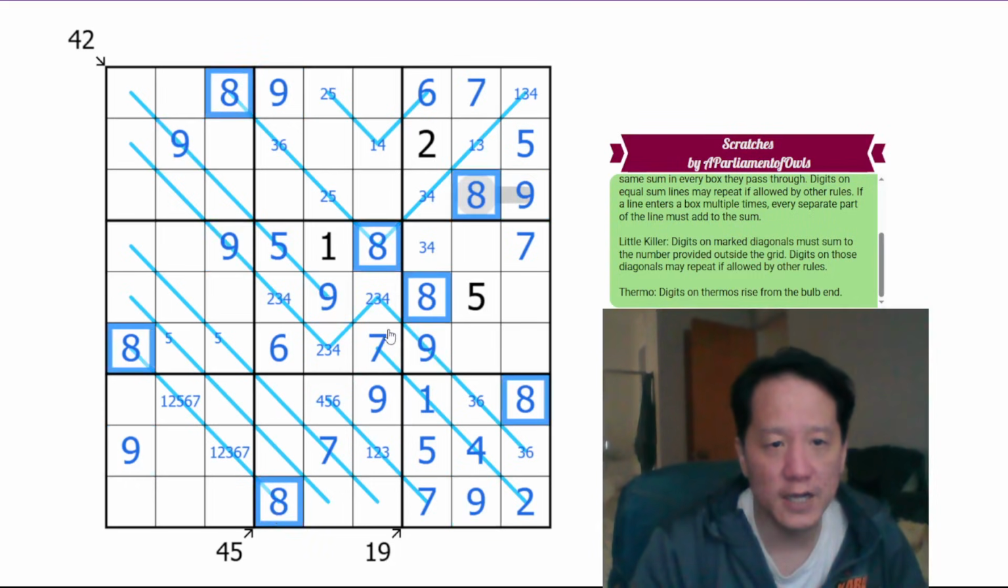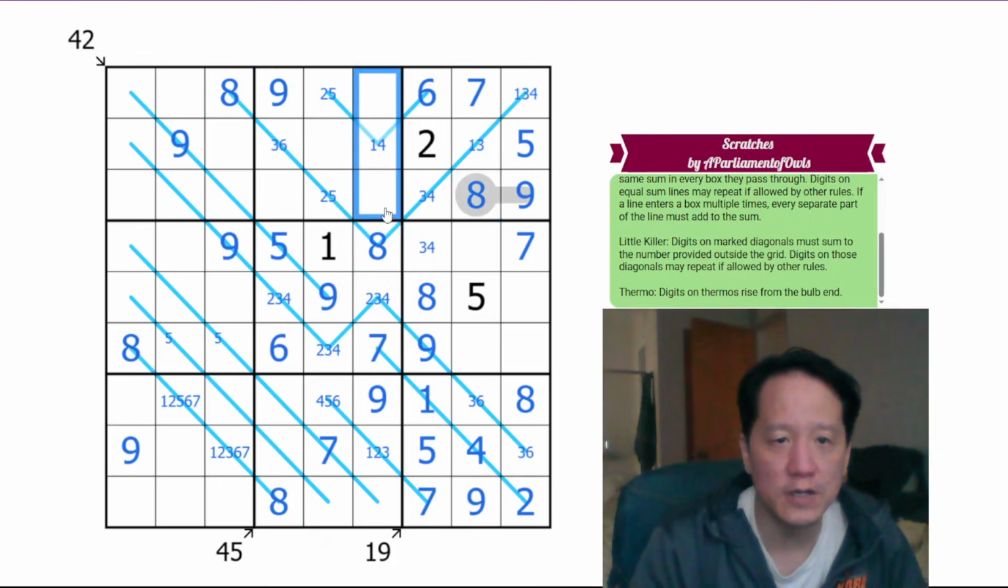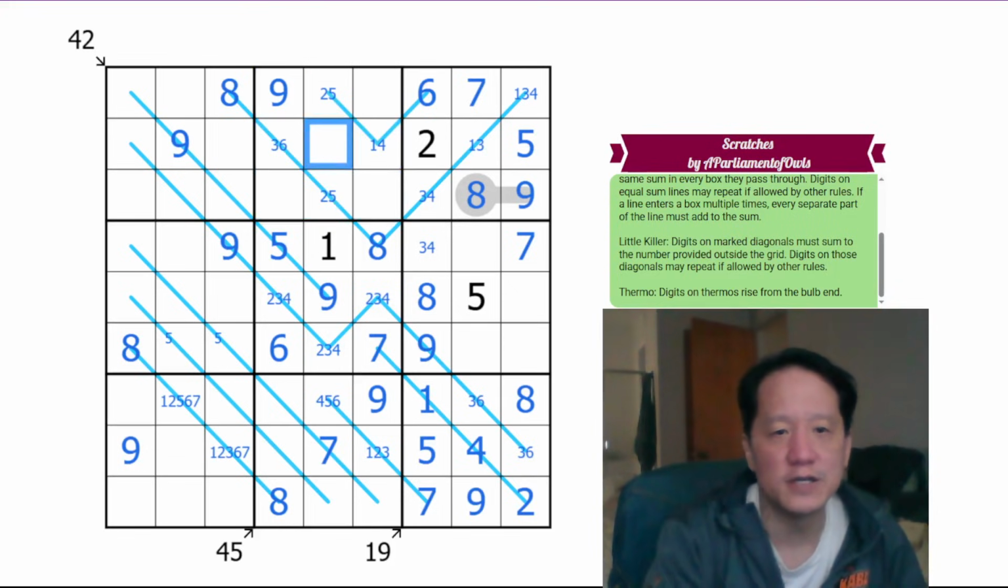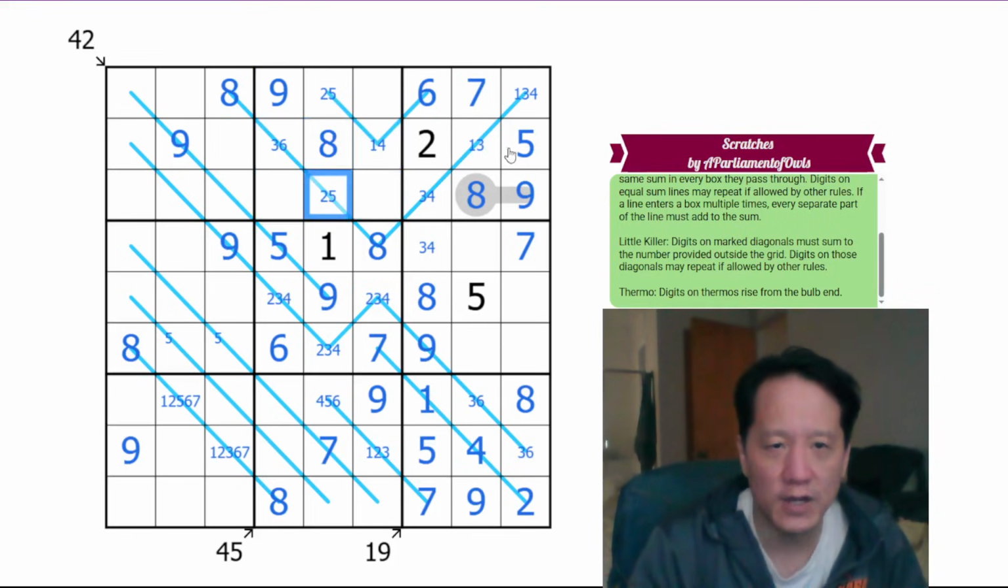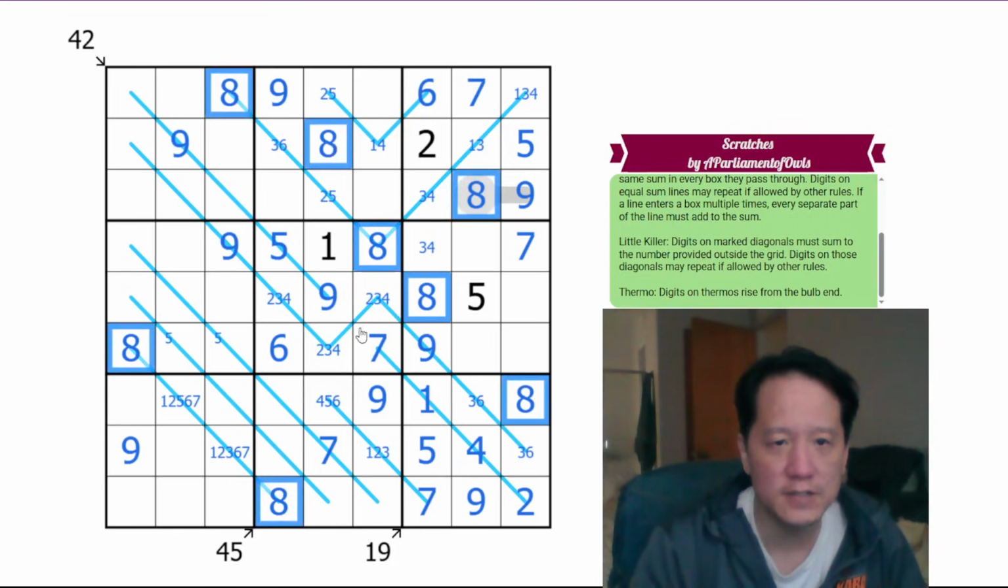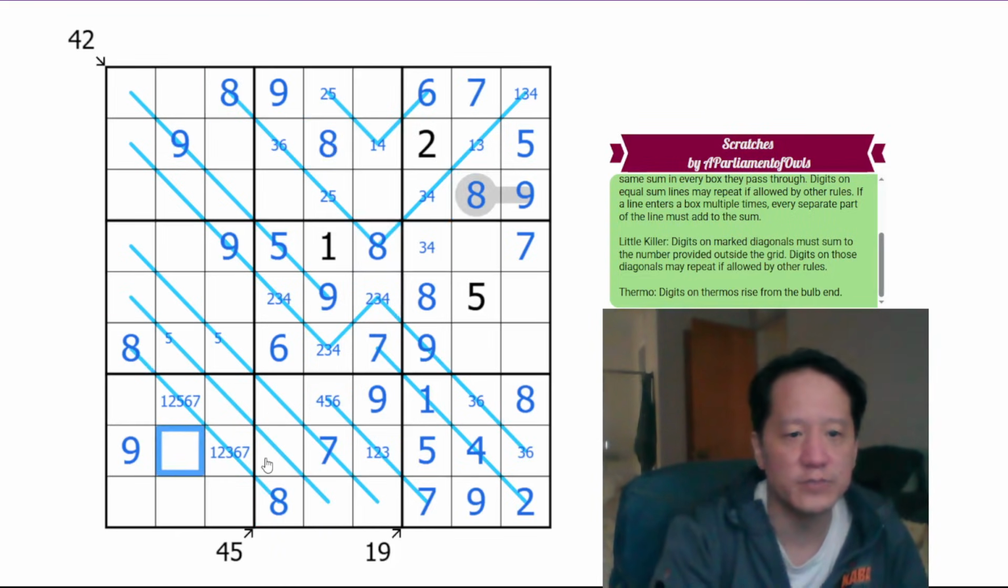So now look, it's 8. Where can 8 be in this upper central box? Cannot be here or here because of 8's in the column. Can't be here or here because of 8's in the row. So that means that leaves that as 8. And we have 8 8's now. We know where the last 8 has to be. It has to be there.